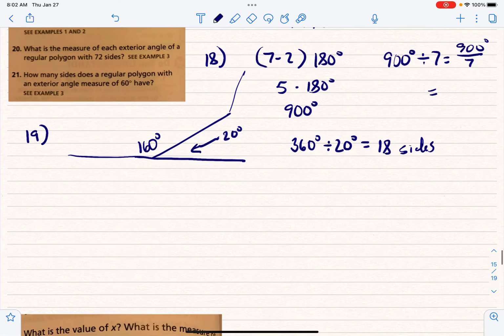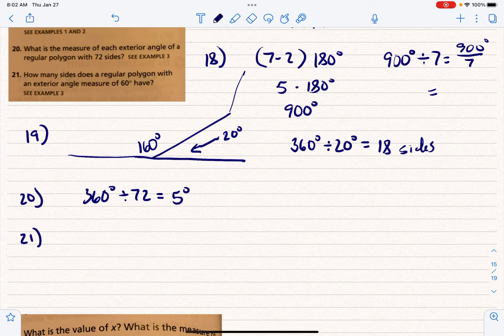Okay. Number 20 says, what is the measure of each exterior angle of a regular polygon with 72 sides? And so again, we're talking about exterior angles. We know the exterior angles sum to 360. We're dividing it among 72 sides. And you just go, okay, so 72 goes into 360 how many times? 5 degrees. So those would be these little sliver angles.